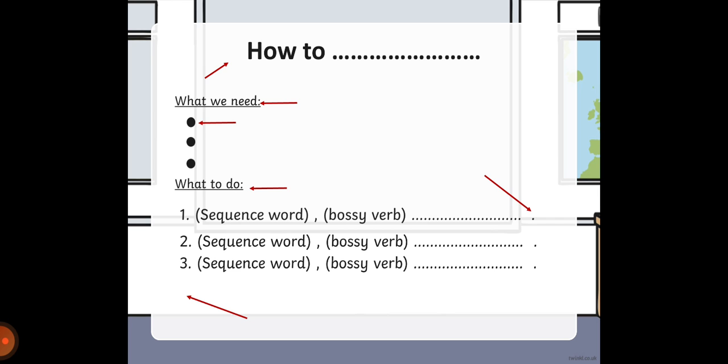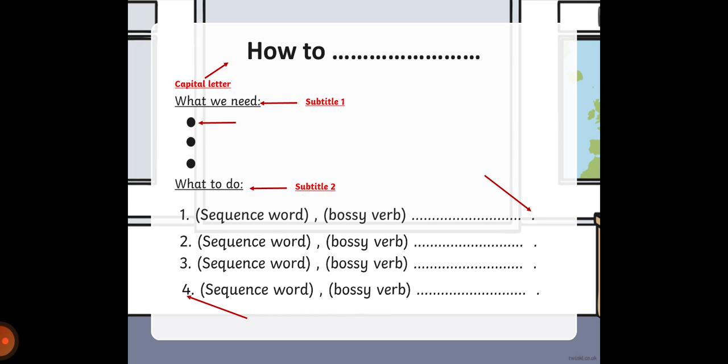Yes, okay. For example, the first thing we'll find is the title in the middle. It must be written in capital letters, as you see here. And the next thing we have is subtitle 1 and subtitle 2. And then we will have bullet points here. And as I said before, they must be followed by small letters, not capital letters.